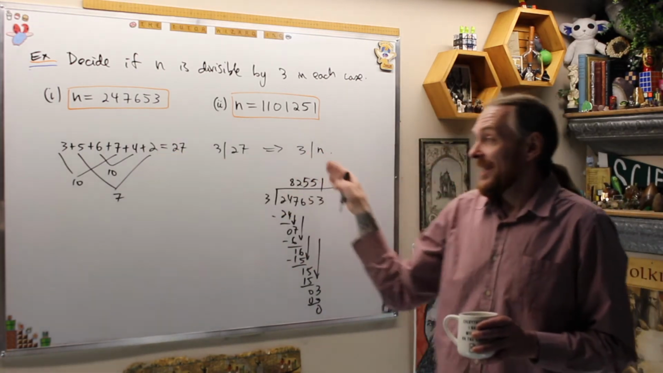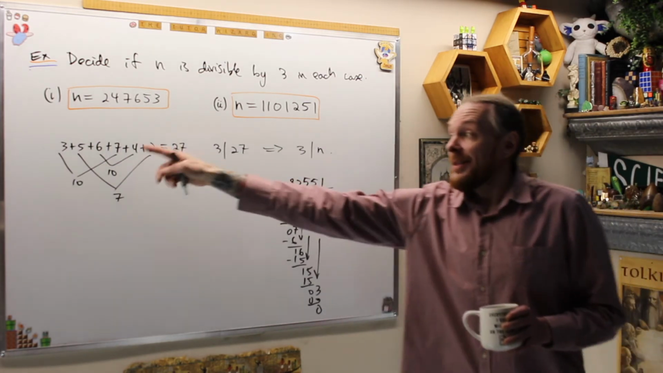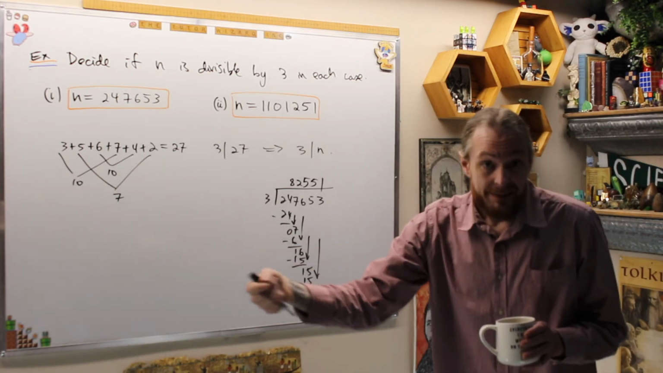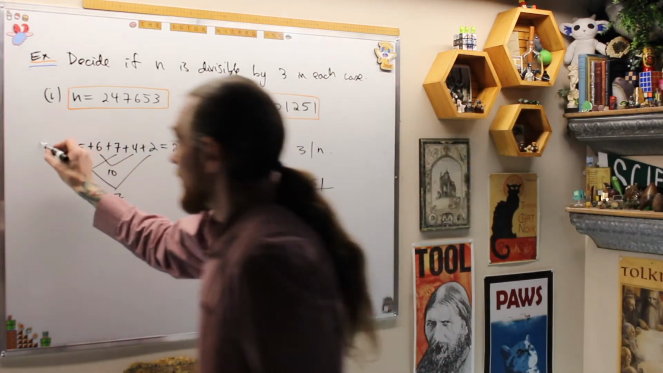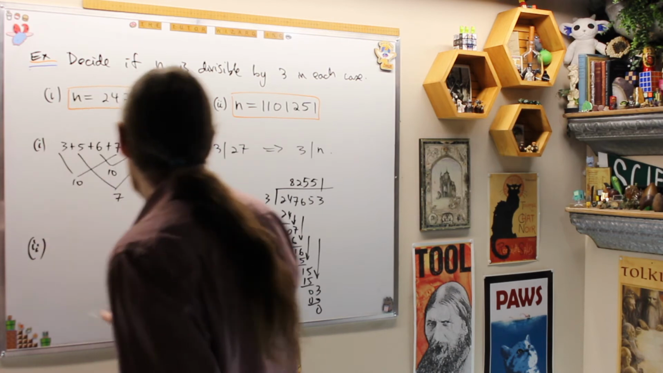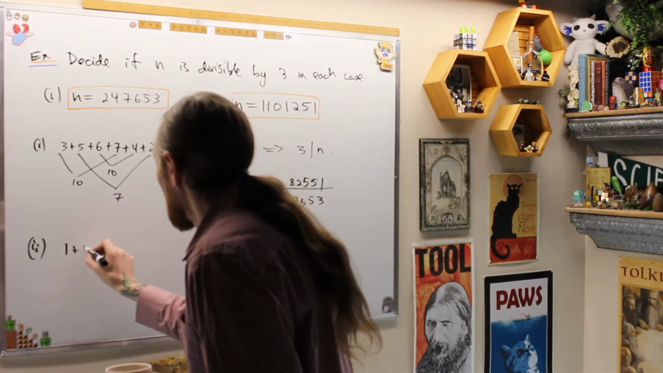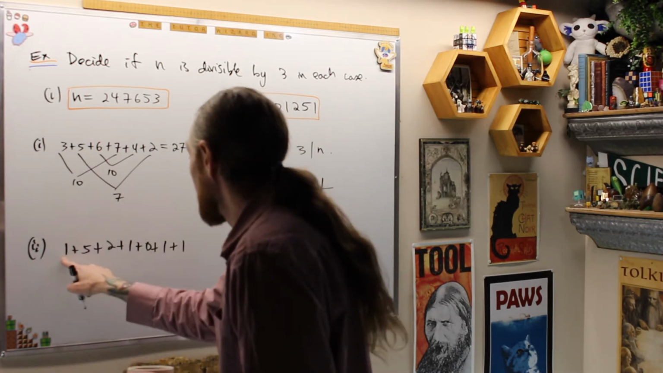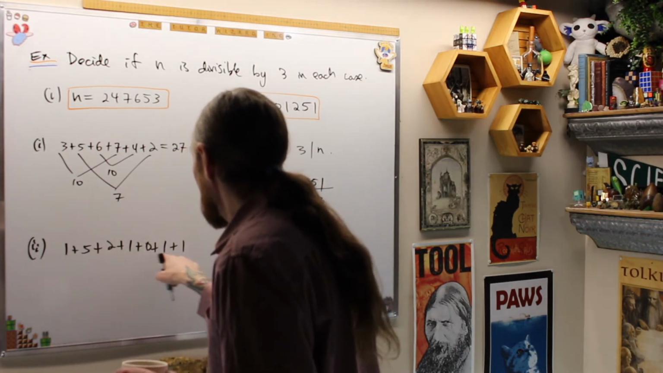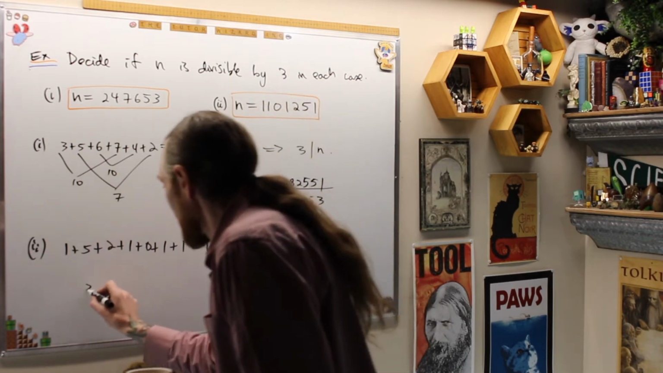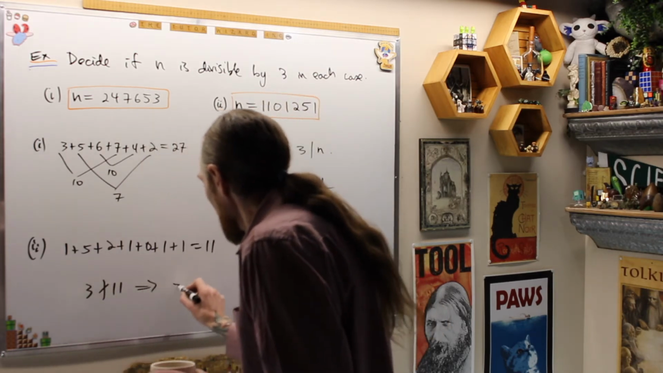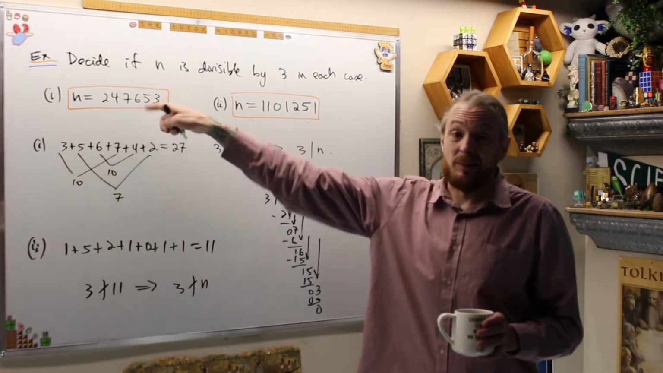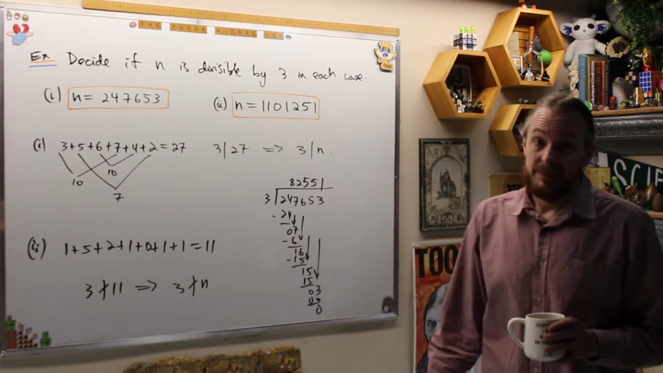But this is a much faster test, especially when the number gets bigger and bigger. This adding business is a lot easier to check if all I want to know is whether there's a 3 in there or not. For the next number, for 2, this was I for II. What am I looking at? 1 plus 5 plus 2 plus 1 plus 0 plus 1 plus 1 is 6, 7, 8, 9, 10, 11. 3 does not divide 11, so 3 does not divide n. So there's no 3 in this number, but there is in this one. How do I tell? I just add the decimal digits.